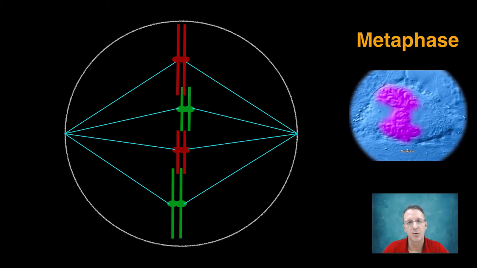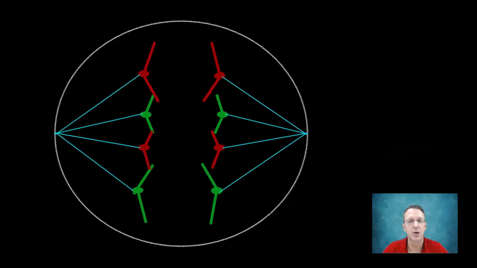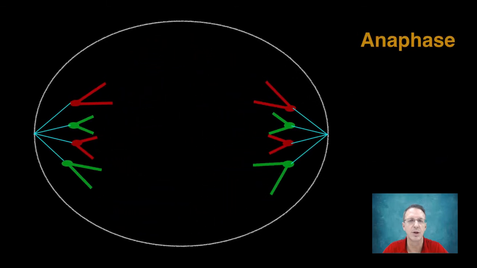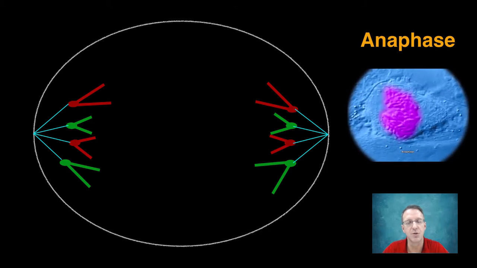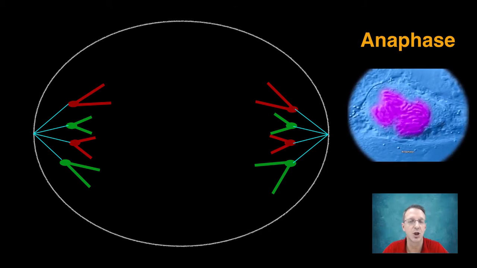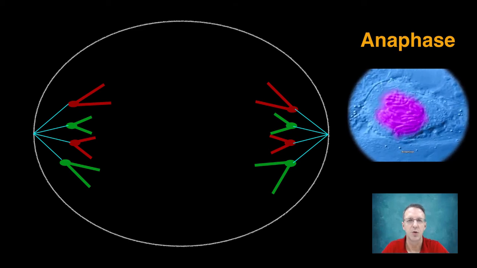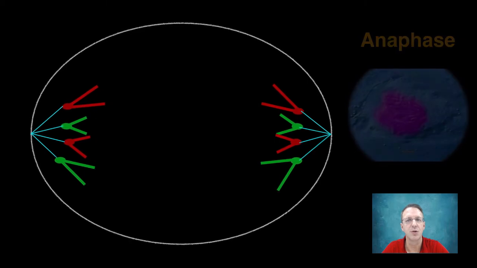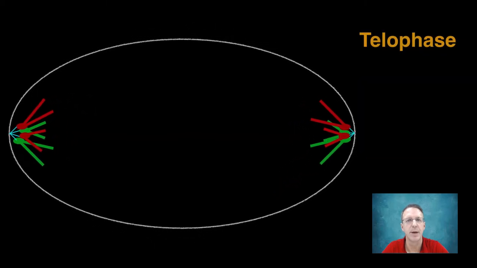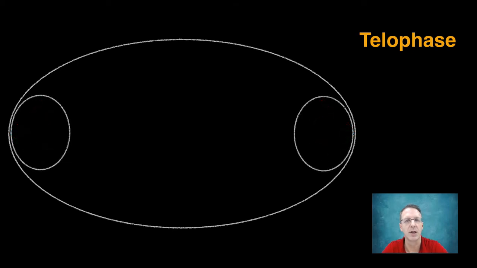Now the spindle fibers are going to shorten, and the centromeres that were holding the two sister chromatids together are pulled apart. One of the two sister chromatids is pulled to each end of the cell, ensuring equal distribution of the genetic material. In telophase, the chromosomes actually reach the poles of the cell, and the nuclear membrane begins to reform. And at that point, the chromosomes begin to decondense once again and become invisible.